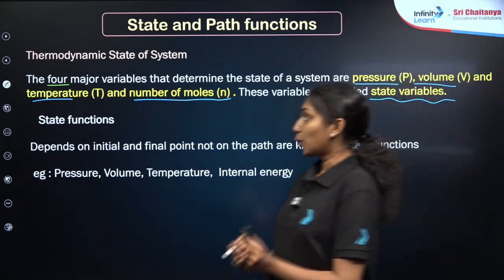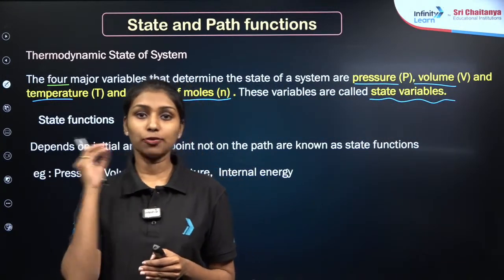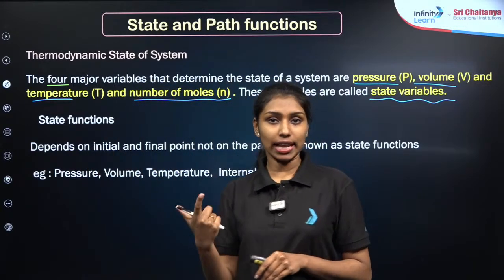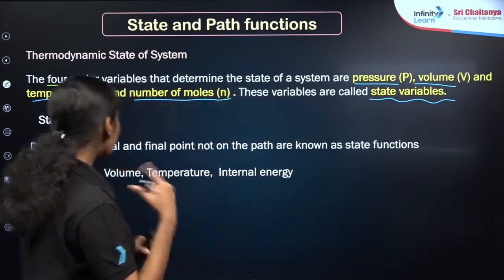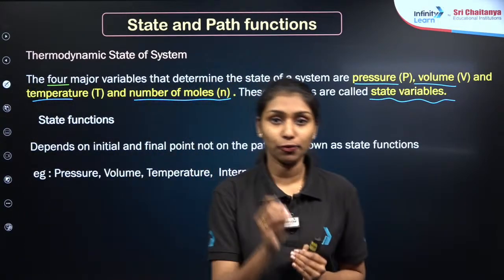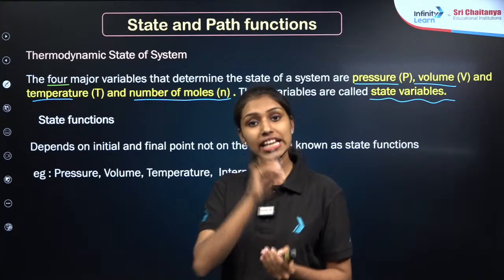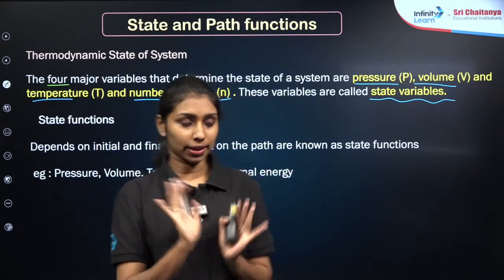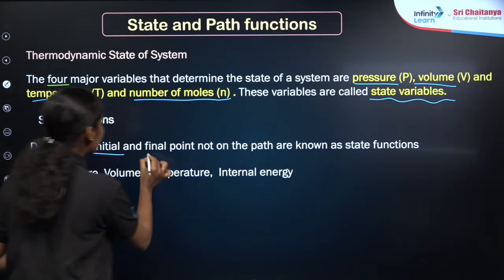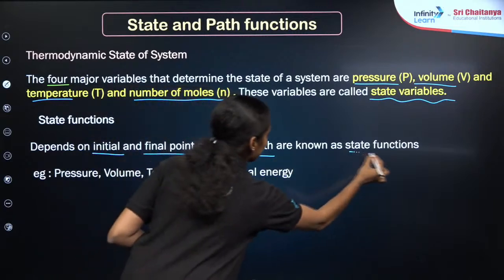Yes, fine. Now, we have studied the thermodynamic state of a system. Based on the state and path, we can define functions into two types: state functions as well as path functions. A state function means it depends on the state, which means the initial and final state, but it does not depend on the path. I will explain. State function means it depends on the initial and final point but not on the path. They are called state functions.